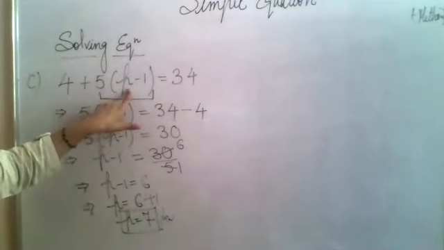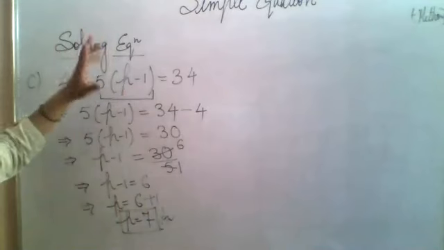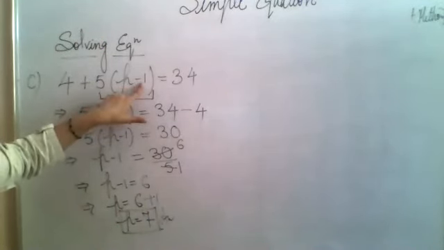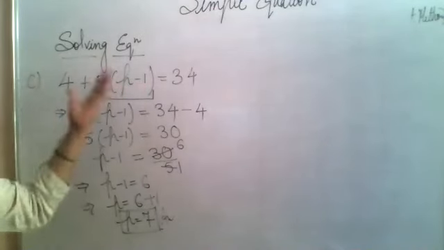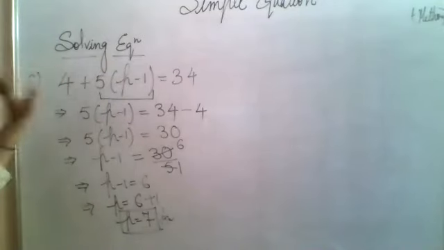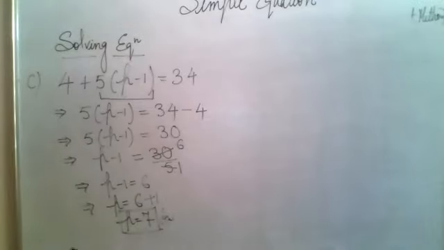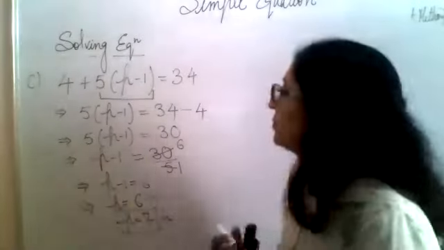Put it here in place of p. Let's do it verbally. P, 7 minus 1, 6. And the relation of 6 with 5 is multiply, so 5 into 6 is 30. 30 plus 4 is 34. So your answer will come 34. So LHS is equal to RHS. Let's do it fast.